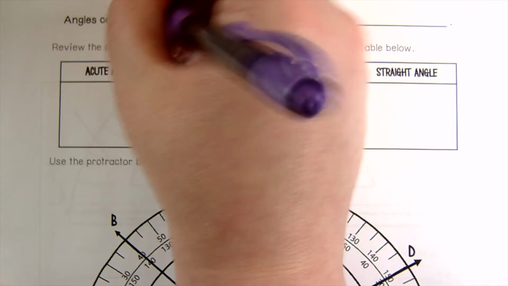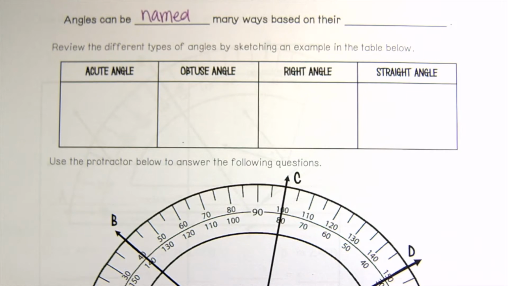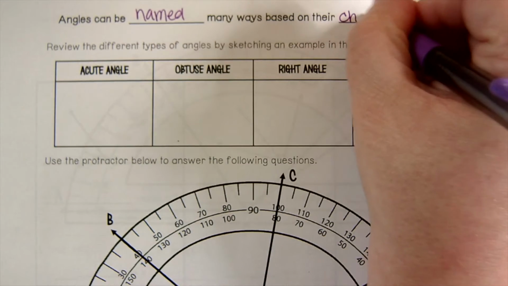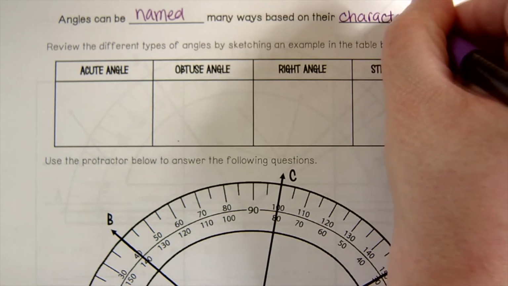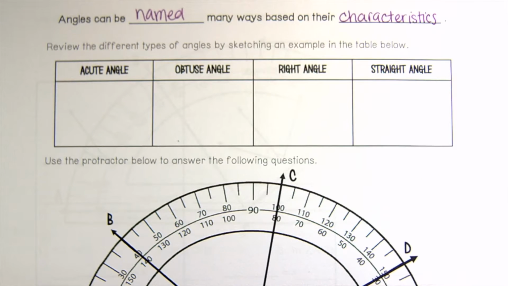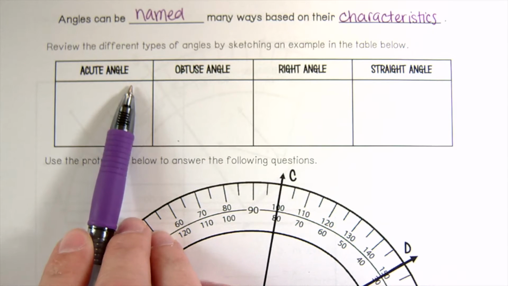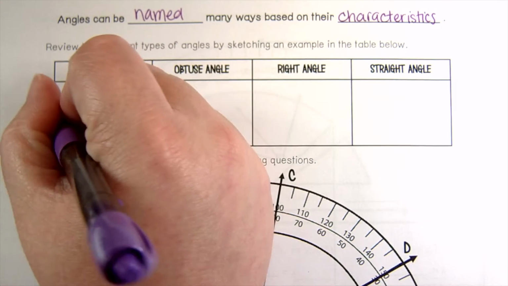Angles can be named many ways based on their characteristics. So, you may remember these different types of angles. What makes an angle an acute angle? It is less than 90 degrees.